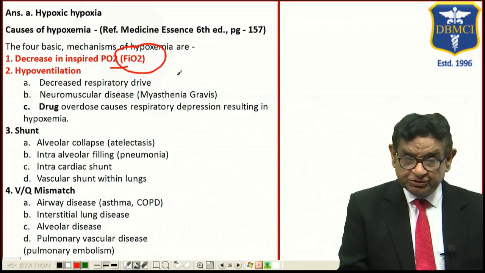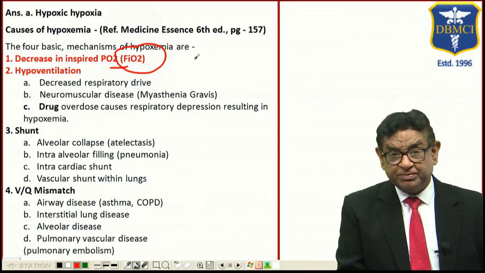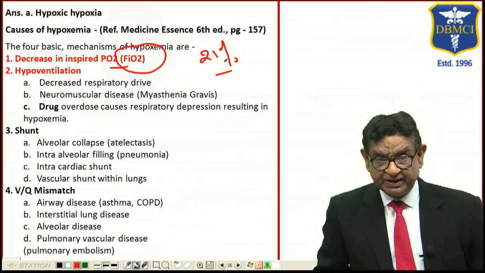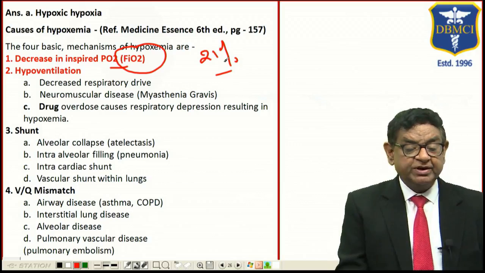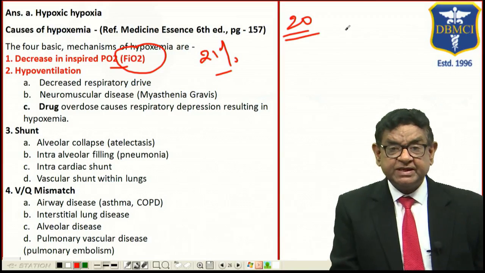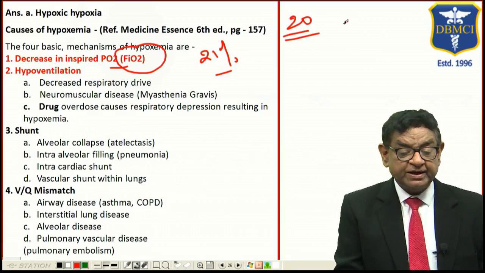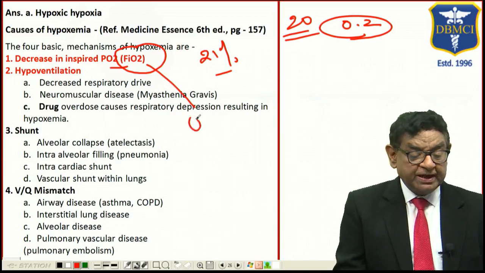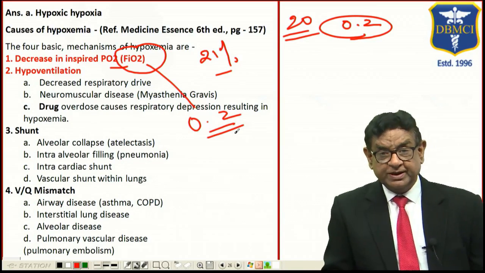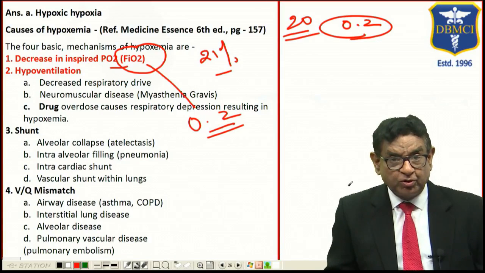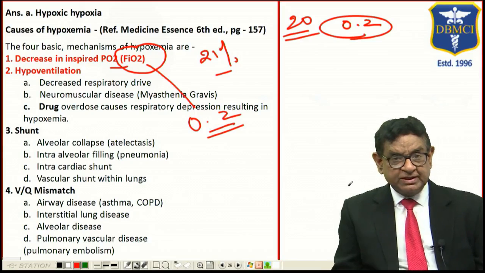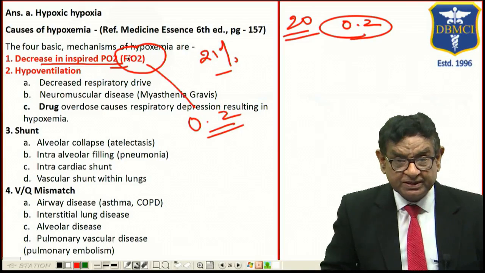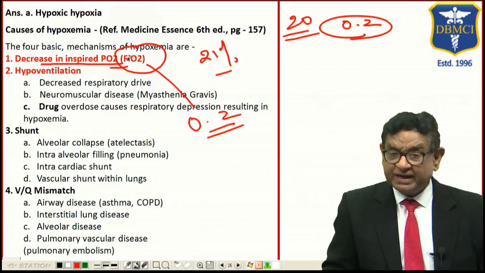Now, what is FiO2? You should know this also. Normally, we all breathe from the atmosphere, and 21% is oxygen. For easy calculation, I take 20. In the scale of 100, we take 20; in the scale of 1, we take 0.2 oxygen. This is FiO2. The normal FiO2 is 0.2. Now, somebody is inhaling smoke. Definitely, smoke contains less oxygen. So definitely, the patient will develop reduced inspiratory oxygen. And that's the cause of hypoxia. And that's the cause of death.